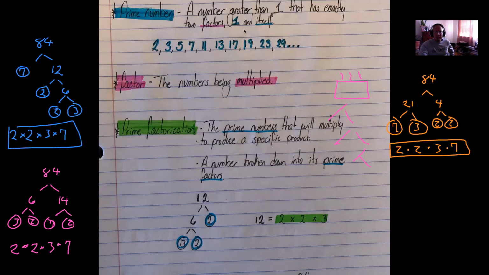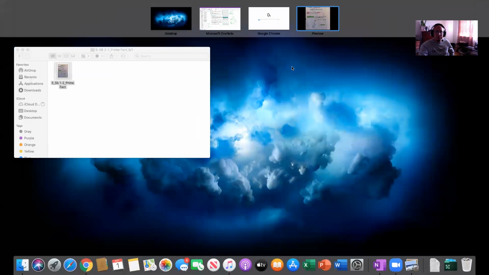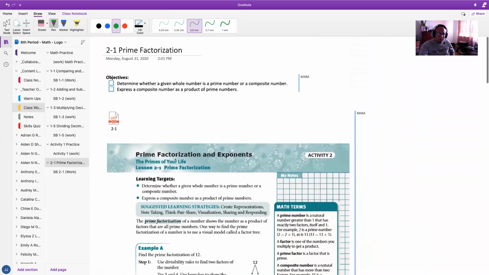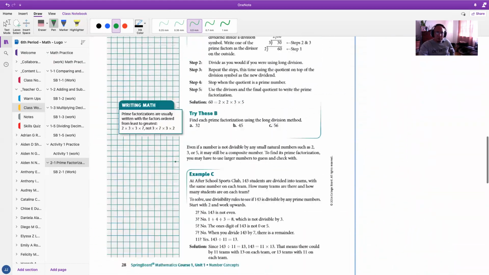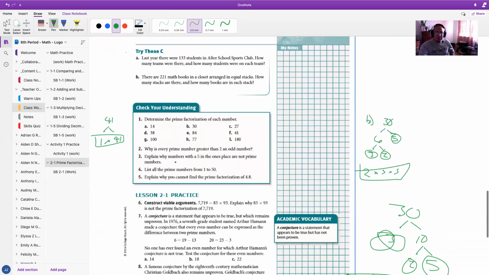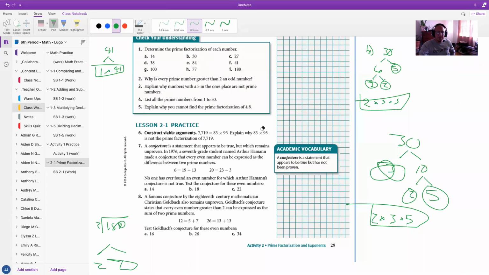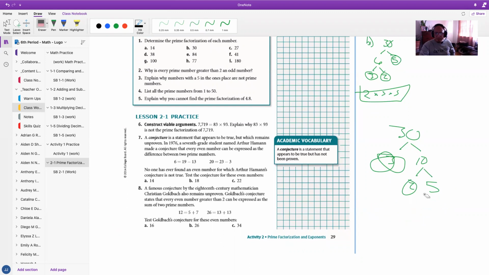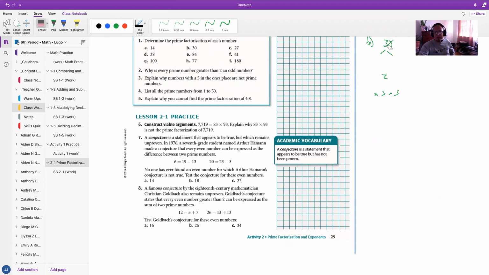With that in mind, ladies and gentlemen, let me offer you some guidance as far as our homework assignment for today. So if we go down to our OneNote notebook, if we go to the 2-1 prime factorization tab, we are to do numbers 1 through 4 and then number 6. And what I encourage you to do is to circle the numbers that you're supposed to do so that you don't miss them. All right, and so I'll do that here with you, and then I want to go over a couple of them with you.